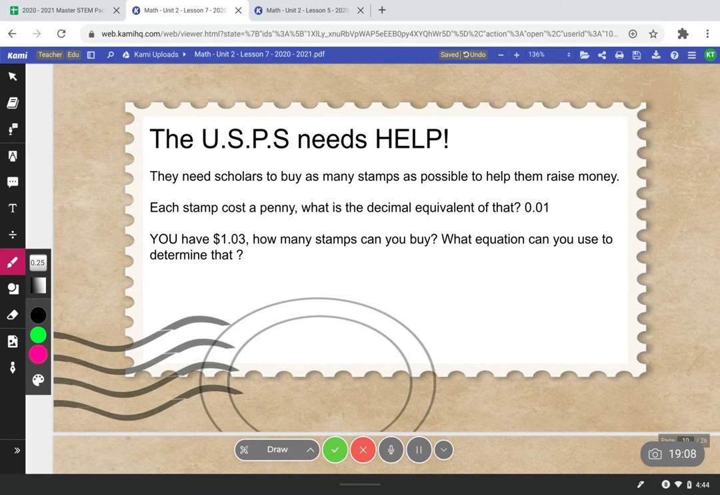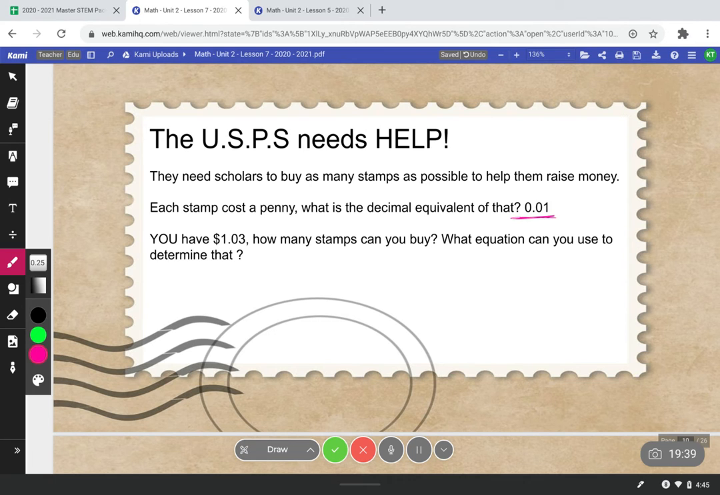So they need scholars. The United States Postal Service needs scholars to buy as many stamps as possible to help them raise money. Each stamp costs 1 penny. We know the decimal equivalent of that is 1/100. You have $1 and 3 pennies, $1.03. How many stamps can you buy? What is the equation you can use to determine that?